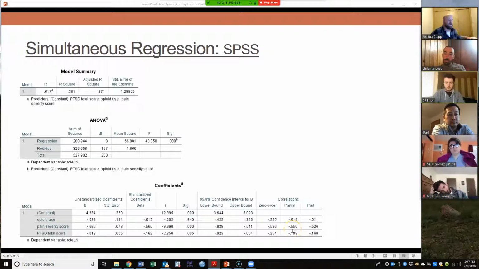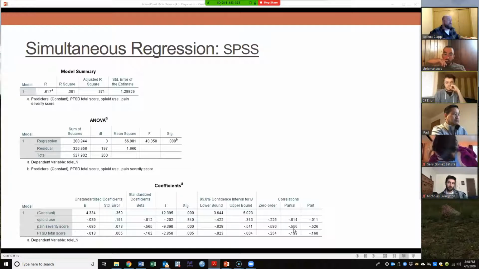And so if I were to look at the partial correlation here for pain severity, it is 0.556, and I square that, I get a value of 0.309, right? So I could interpret this as saying pain severity accounts for roughly 30.9% of the residual variability in the natural log of role functioning when controlling for opiate use and PTSD, okay? So once we take variability that's attributable to opiate use and PTSD and pull that out of the model, about 30% of what's left over is shared with pain severity, okay?